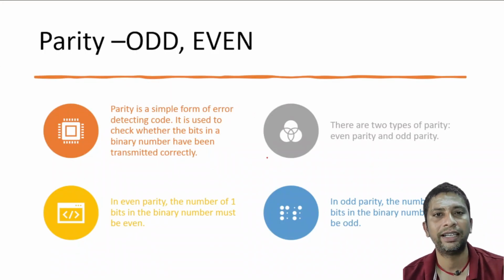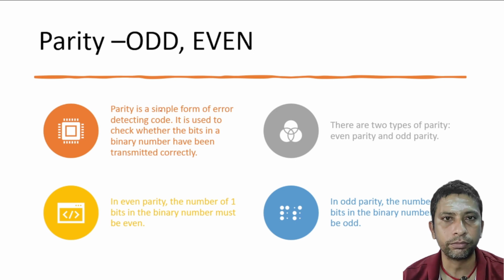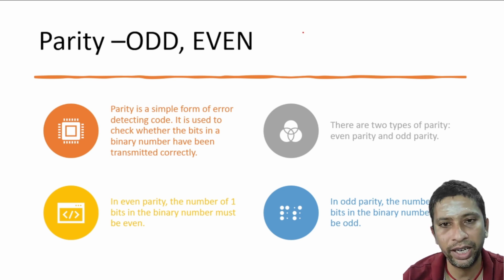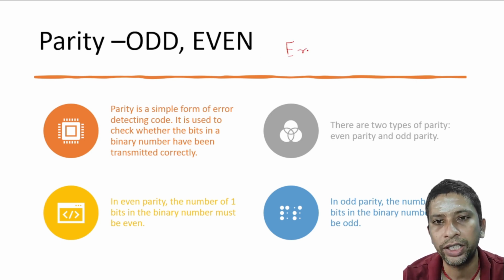Now we are going for the next code, the parity code. Parity code is used for error detection. The main purpose of this parity code is error detection.